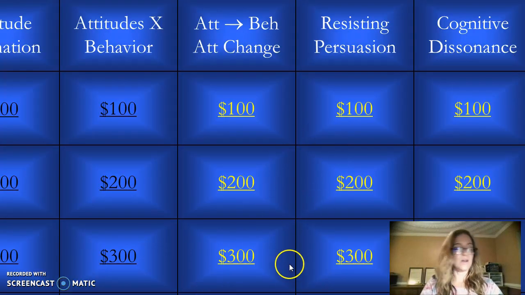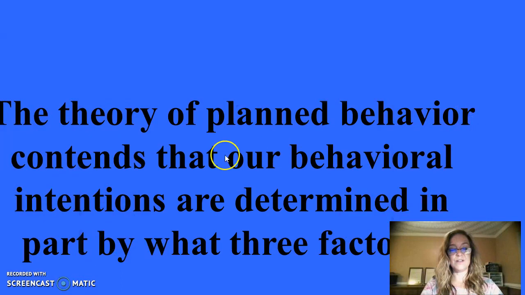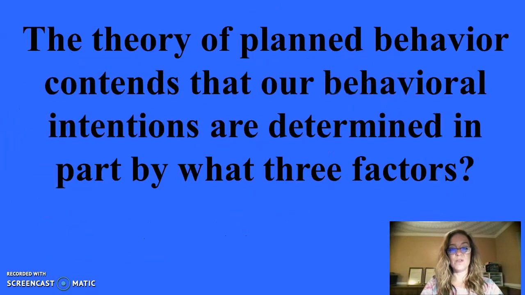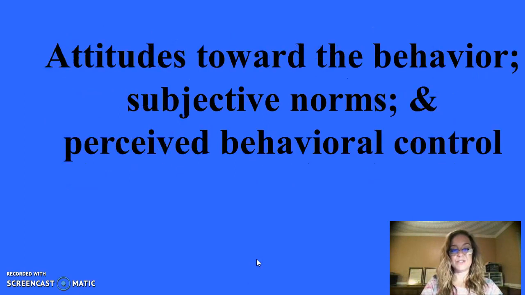Okay, so this particular column is a combination of two learning objectives: how attitudes guide behavior and how attitudes are changed. So for 100, the theory of planned behavior contends that our behavioral intentions are determined in part by what three factors? What is our attitudes toward the behavior, subjective norms, and perceived behavioral control.